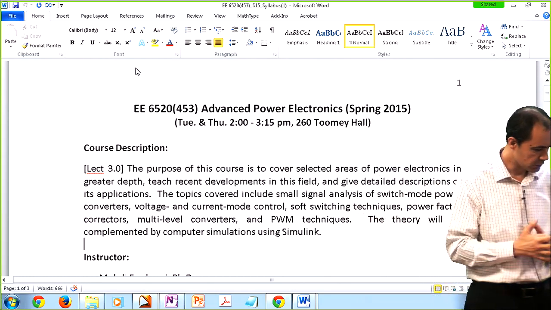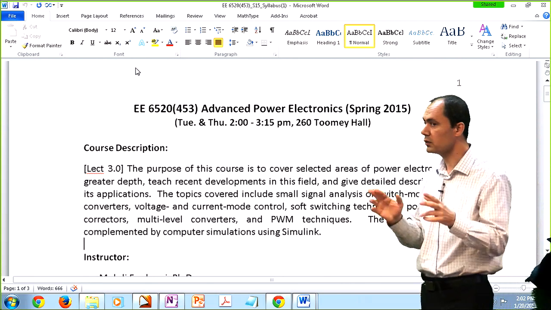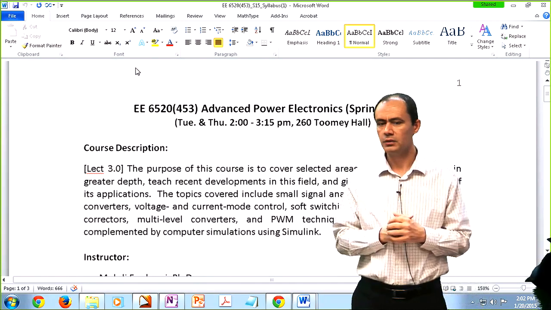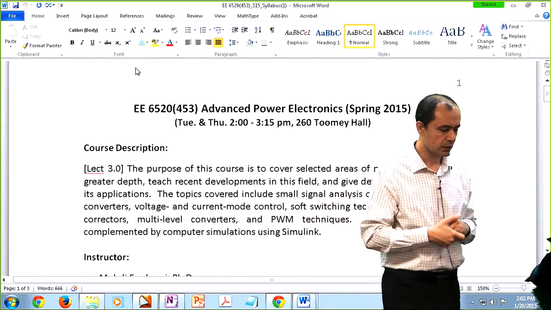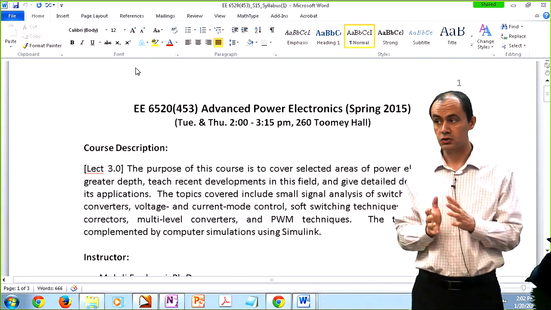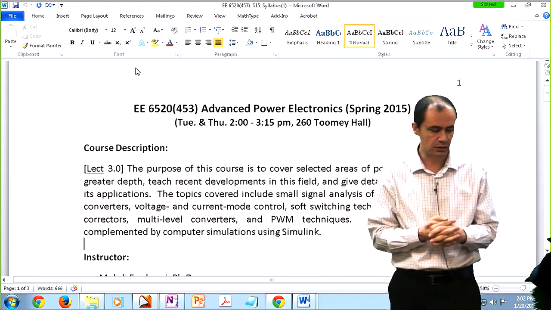The description of the course is pretty much the power electronics that you have had before, and hopefully you have, in a little bit more depth. We dive into, for instance, how to synthesize a power electronic converter and how to do small signal modeling. We look into power factor correctors, things like that.